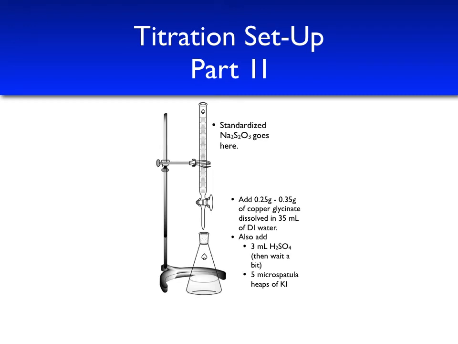For part 2, our setup is slightly different. Now we'll weigh out between 0.25 and 0.35 grams of copper glycinate and dissolve it in about 35 milliliters of water. We will then add some sulfuric acid, and then we'll wait a bit since we want to make sure that the solution is as clear as possible. And then we will add 5 microspatulas full of KI, again to make sure that I- is in excess.